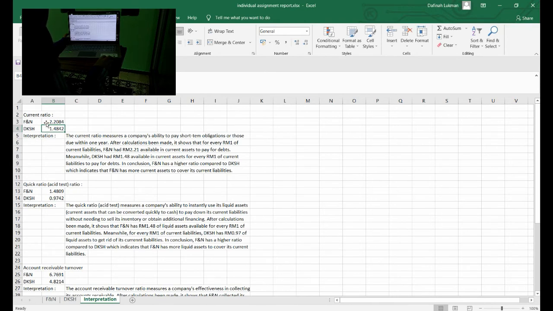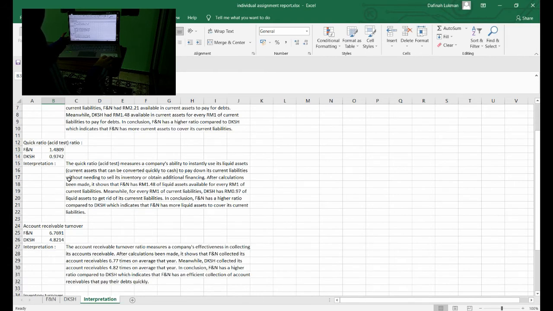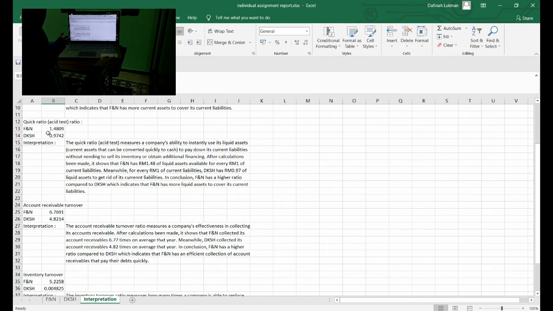In conclusion, FNN has a higher ratio compared to DKSH, which indicates that FNN has more current assets to cover its current liabilities. Next will be the quick ratio, also known as the acid test, which measures a company's ability to instantly use its liquid assets, where current assets can be converted quickly to cash, to pay down its current liabilities without needing to sell its inventory or obtain additional financing. After calculations, it shows that FNN has 1.48 ringgit of liquid assets available for every 1 ringgit of current liabilities. Meanwhile, DKSH only has 97 cents of liquid assets for every 1 ringgit of current liabilities.